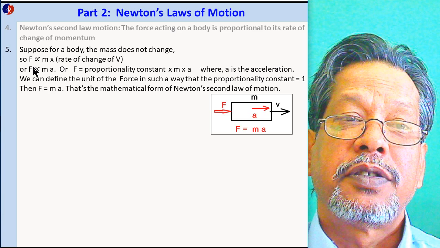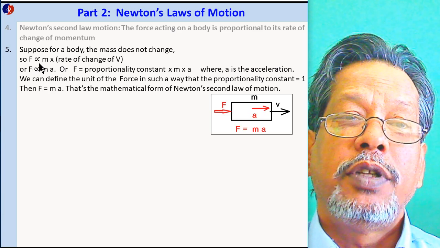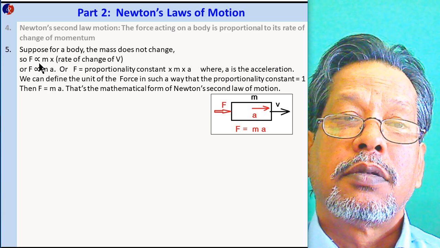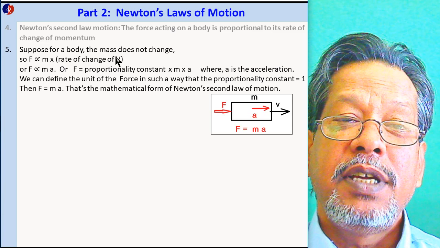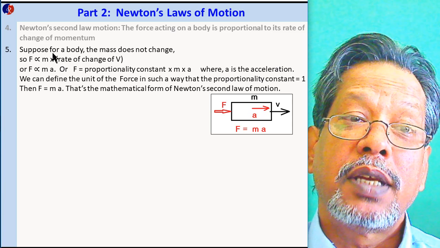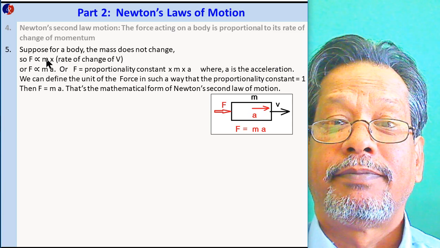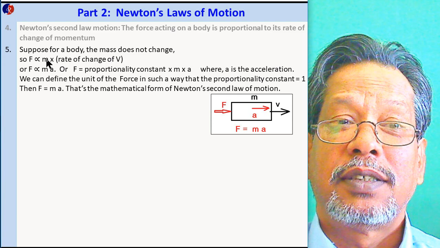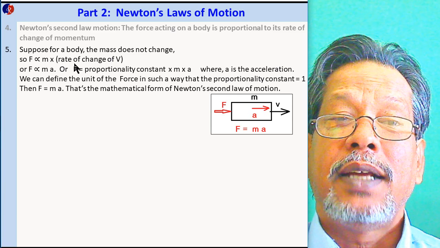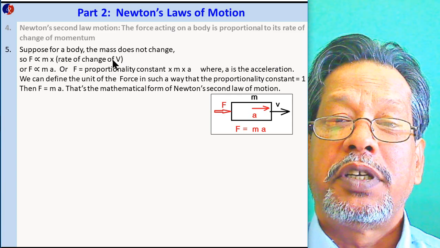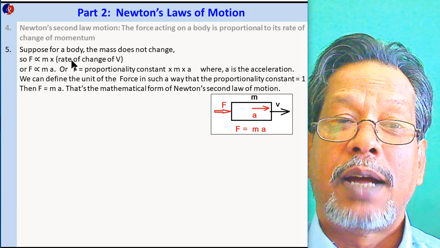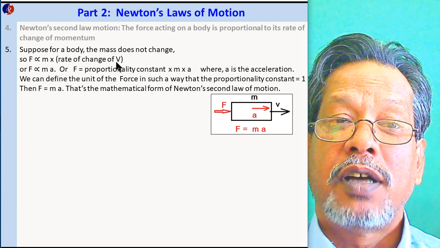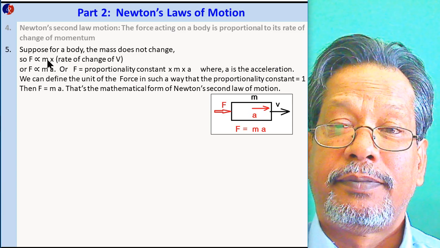The mass does not change. So F equals the rate of change of mv. M does not change, so we can take that outside. In mathematics, it can be shown that if I'm talking about two quantities, one does not change, and they're multiplied, and I'm taking the rate of change, the constant part can be taken out.